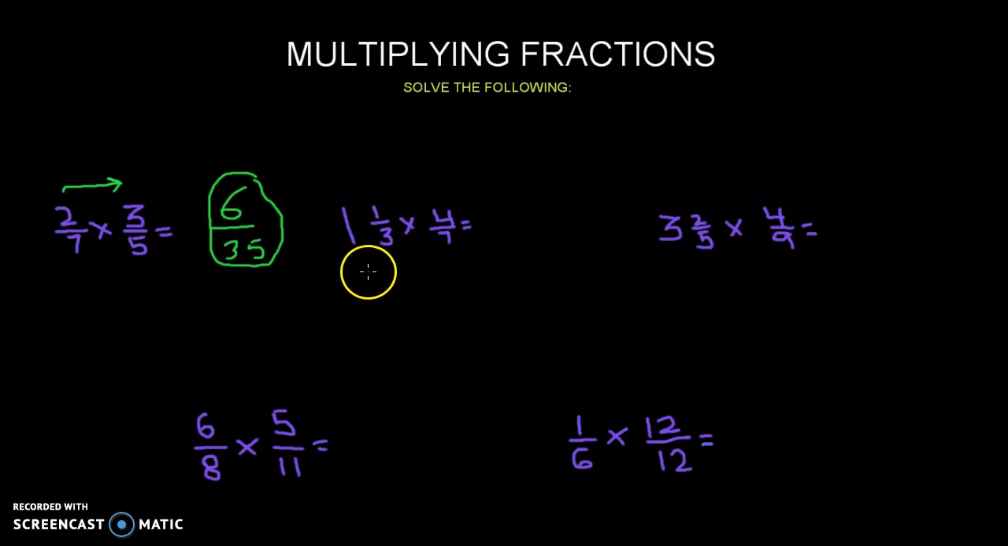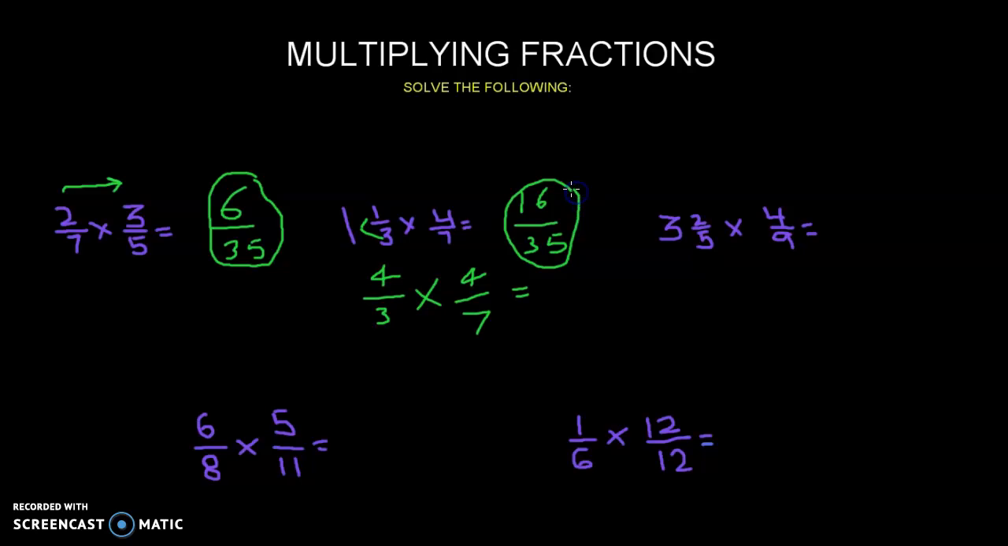You turn it into an improper fraction. So 3 times 1 is 3, plus 1 is 4. We get 4 over 3. And multiply by 4 over 7. And our answer is 16 over 35. That is our answer.